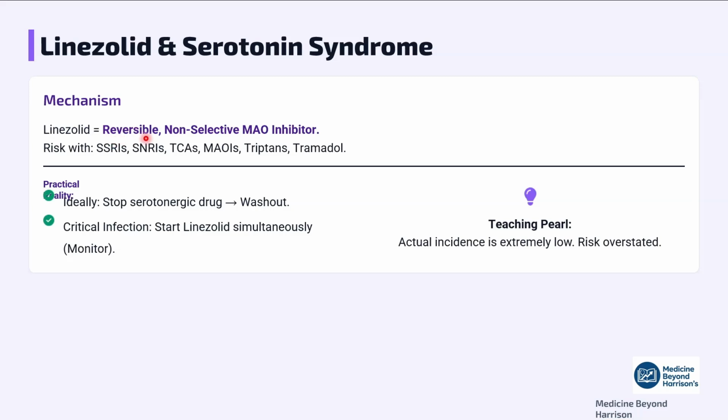Linezolid can cause reversible non-selective MAO inhibition. So there is risk with SSRIs, SNRIs, tricyclics, monoamine oxidase inhibitors, triptans, and tramadol. All these drugs can lead to serotonin syndrome. So ideally, stop any serotonergic drug, give a washout period, and then start linezolid. Don't start linezolid simultaneously. If you do, monitor very closely to prevent any serotonin syndrome. The actual incidence is comparatively very low and the risk is overstated, but still consider this in your clinical practice to avoid medicolegal errors.